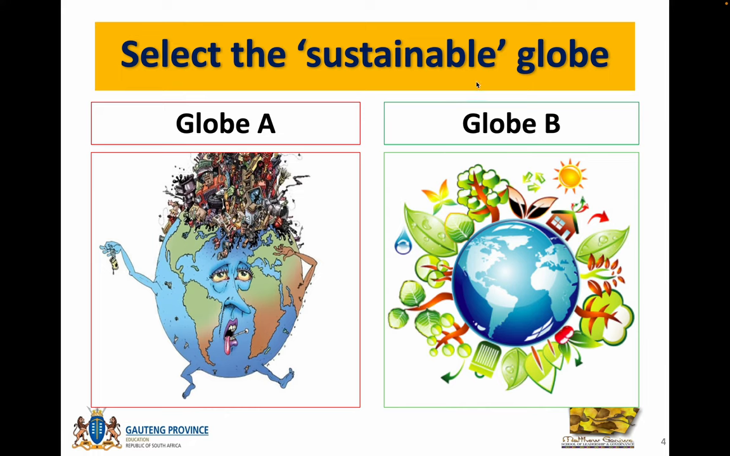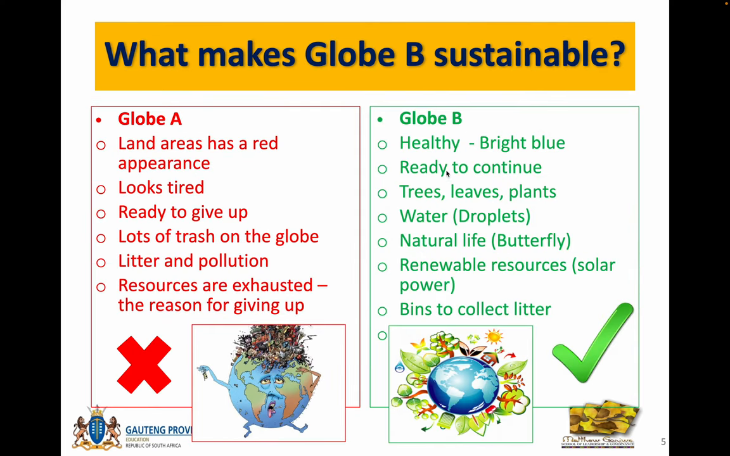As we indicated before, sustainable is trying to make sure that you look after the environment, making sure that every resource that you use, you keep it in the same condition. So globe B is the one that is sustainable in these options. Why do we say it's globe B? Because it's healthy, bright and blue in color, ready to continue. There are trees, leaves, plants, water drops, natural life, and renewable solar beams to collect littering, meaning that everything here is in order and it's being looked after in terms of nature, the water drops, everything.